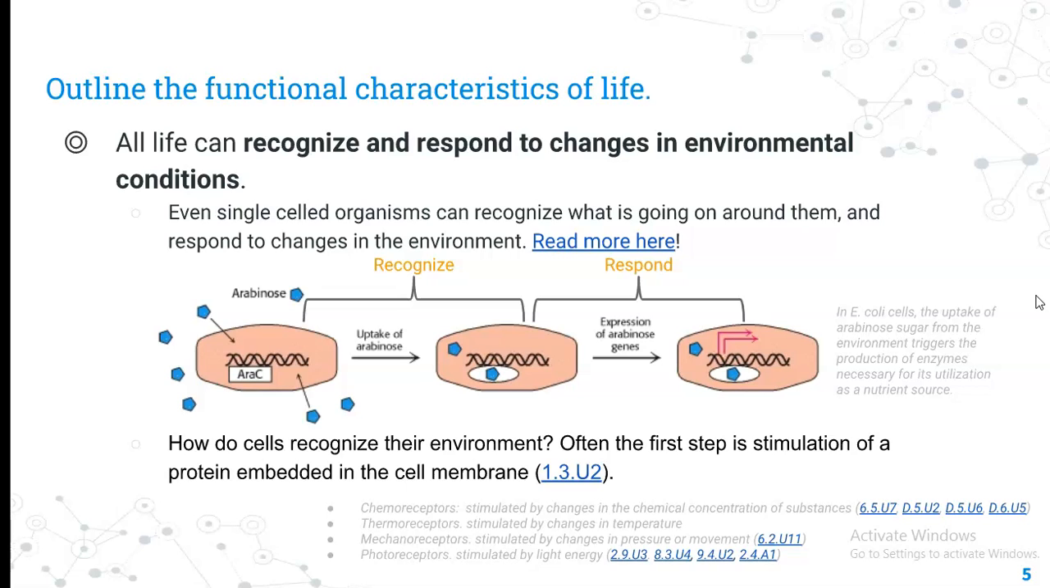In E. coli, for instance, the uptake of arabinose sugar from the environment, this is the arabinose, triggers the production of enzymes necessary for its utilization as a nutrient source, meaning that the E. coli doesn't just produce these enzymes that digest arabinose all the time. It only produces them when arabinose is in the environment. And you can see that when it takes in arabinose, it starts expressing the DNA to make those enzymes.